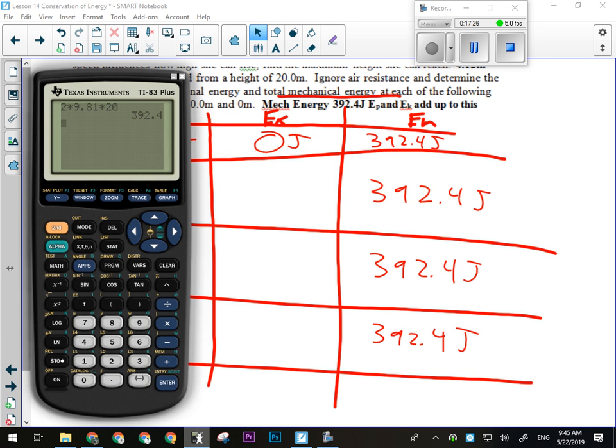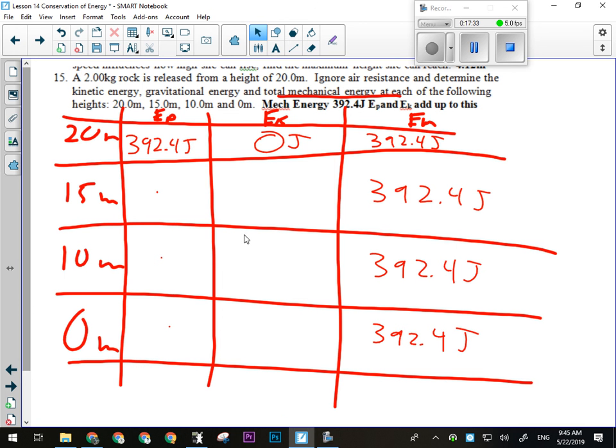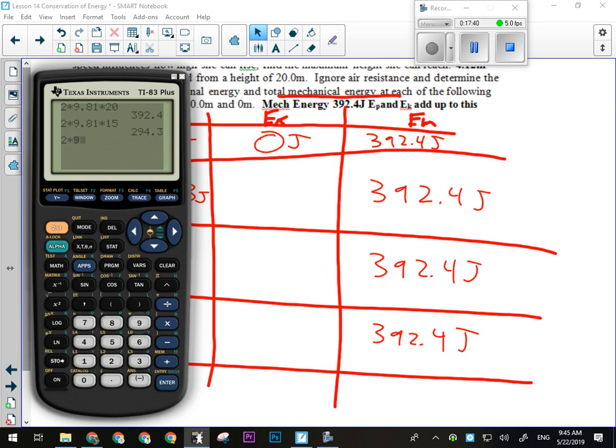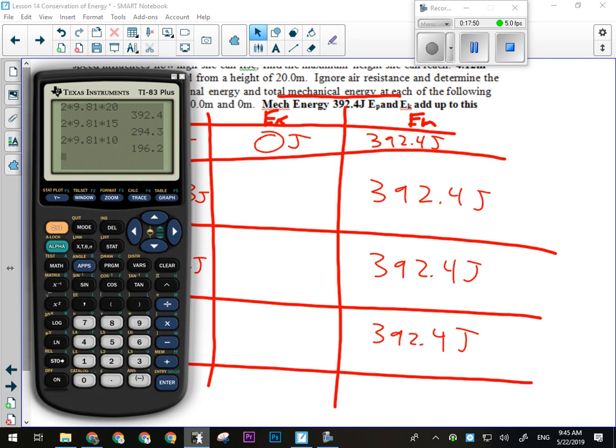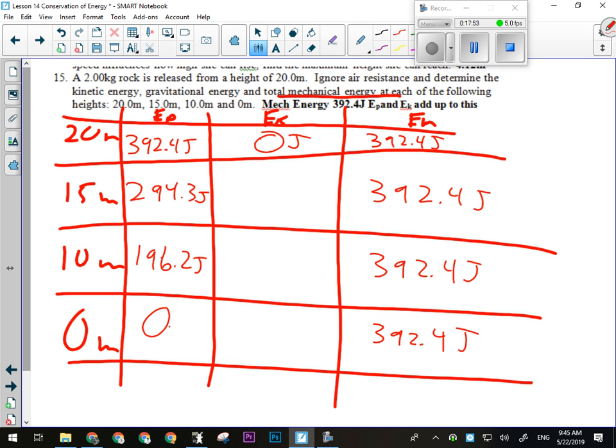All right. So we'll have 2 times 9.81 times 15. All right. So 294.3 joules, okay, 2 times 9.81 times 10, right, which is 196.2 joules, okay, and then at 0 meters, obviously it'll be 0 joules, and this number here will be 392.4 joules. And then to find these other two, I just do my subtraction operation.